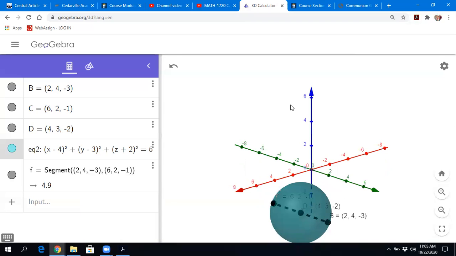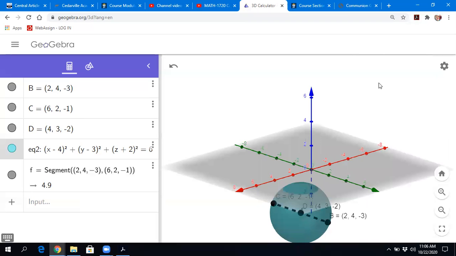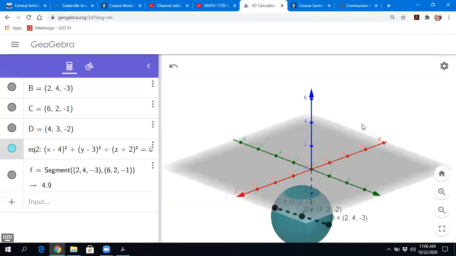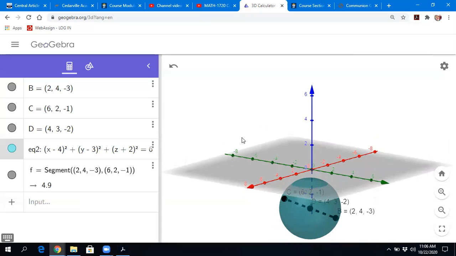GeoGebra is very flexible. It's a nice thing for sure. By the way, in here I can show the plane, like that's the XY plane right there. And look, that sphere kind of bumps up through the XY plane. You see that thing, right? But I could also show the other couple of planes that we were talking about last time.